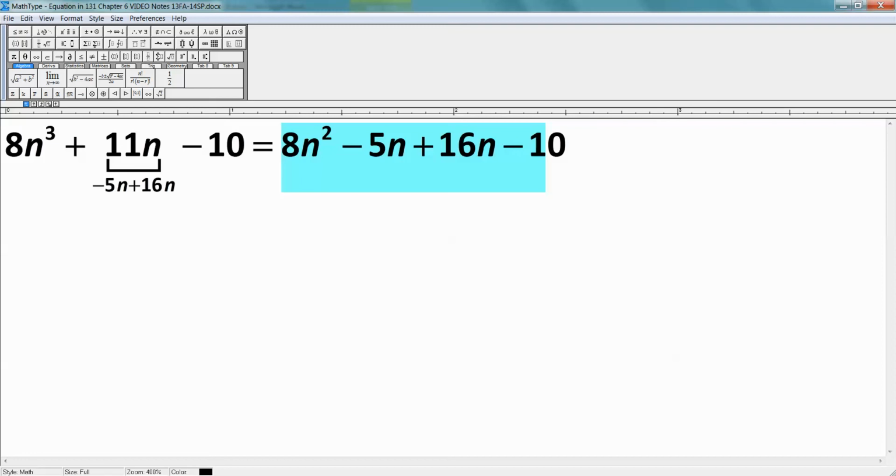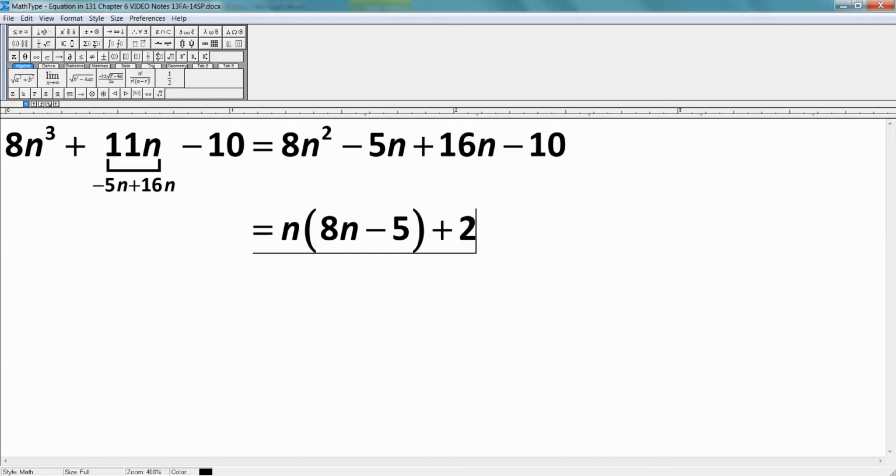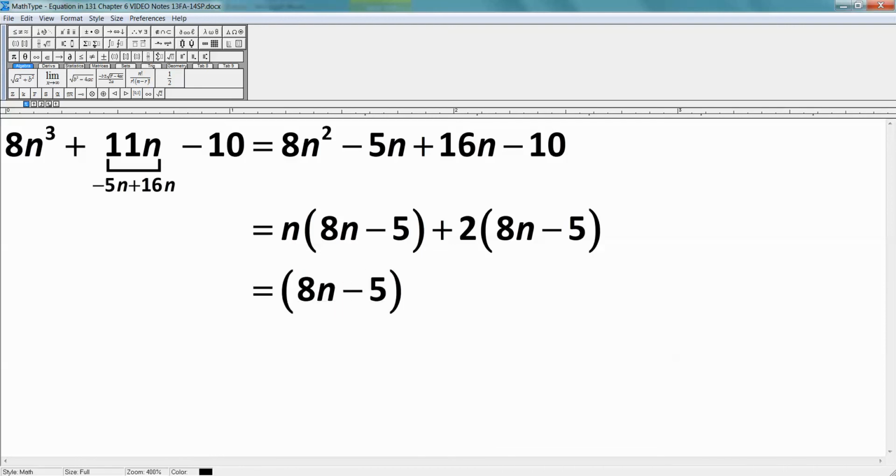Once we're there, now it's factoring by grouping because we have 4 terms. So we'll say this is equal to n comes out. That leaves you 8n minus 5. And the back two, 16 and 10, are both divisible by 2, right? So plus 2, that'll leave you 8n minus 5, which is good because we need the parentheses to be identical, and they are. So this is equal to 8n minus 5 and n plus 2. And we're done.